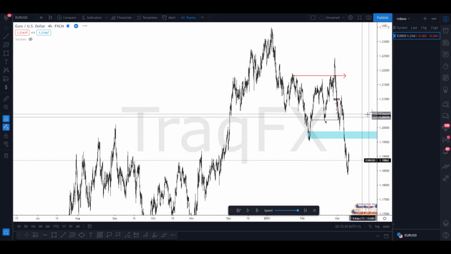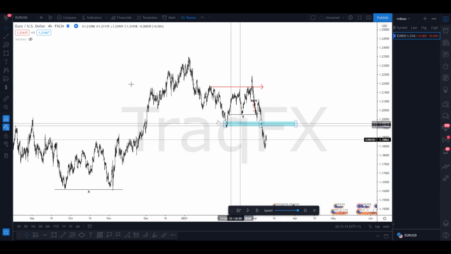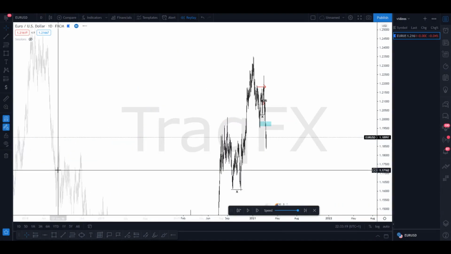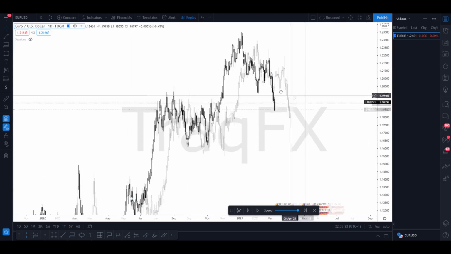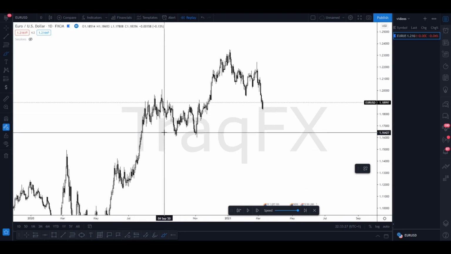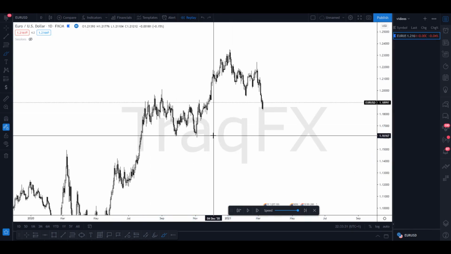So let's look at structure now. We did end up breaking this previous higher low. What does this tell you, the fact that we broke this previous higher low? Well, this tells you that price is still overall bullish, because look at the higher time frame. In order for us to be considered bearish, price has to break this low over here. That's what we're gonna have to do for price to become bearish.